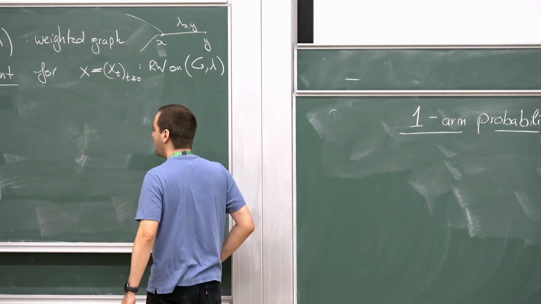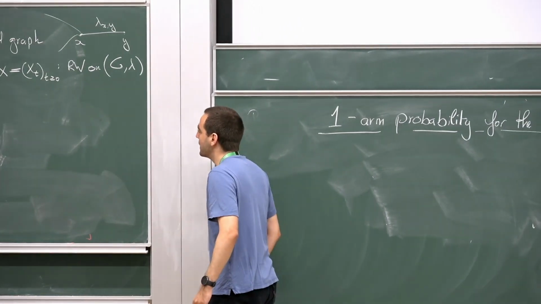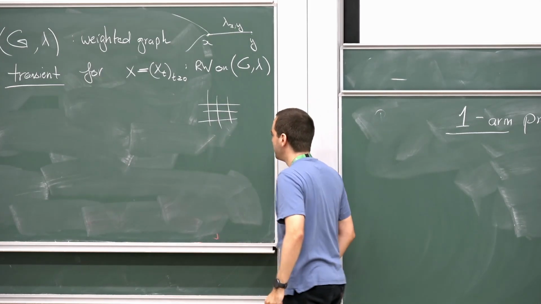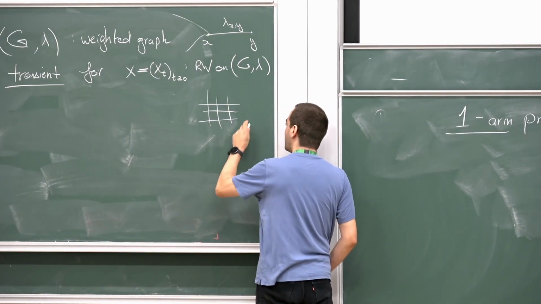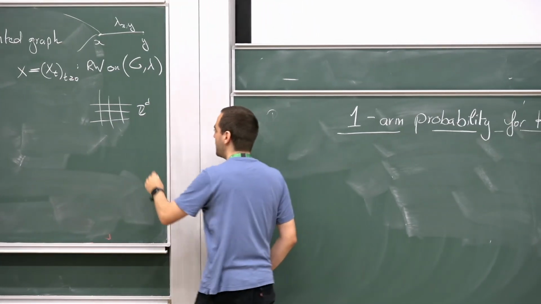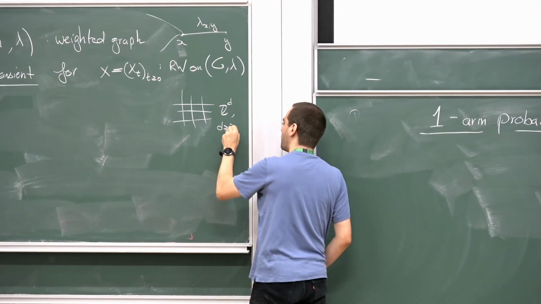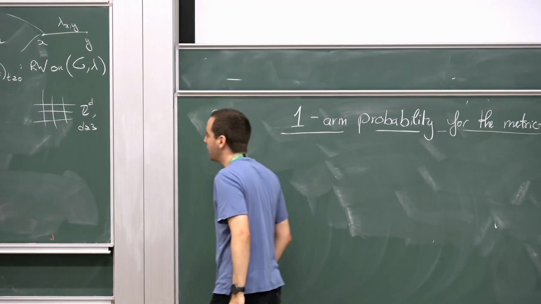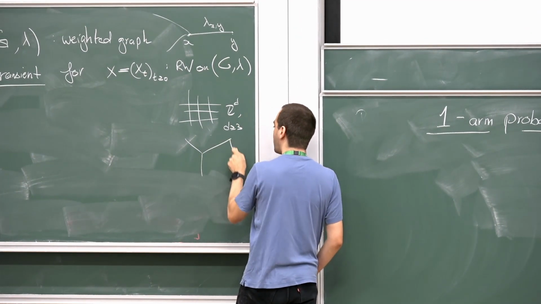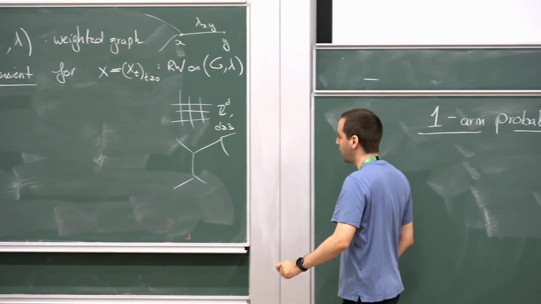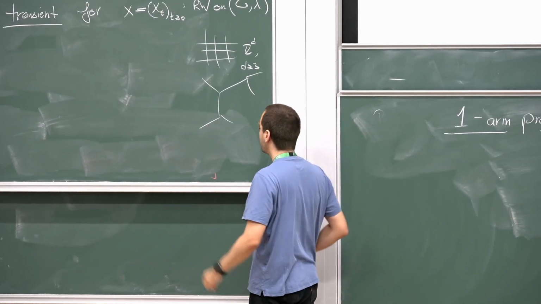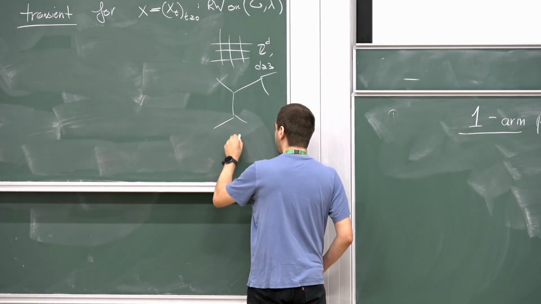So let me give you a few examples. Of course, one example of interest is when you have some lattice, for instance, the Euclidean lattice, and here the walk has to be transient, so that would be d greater or equal to 3. Then, of course, you could think of things which are tree-like, things like this. This is maybe another class of examples. And finally, there are also other examples, things like, for instance, fractal graphs.